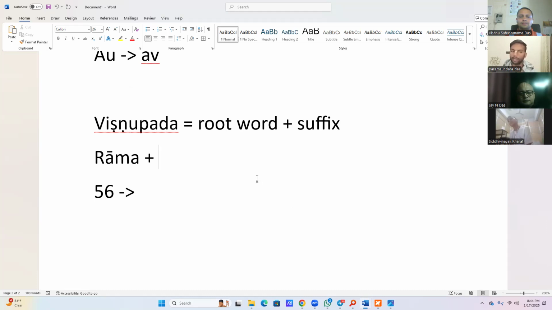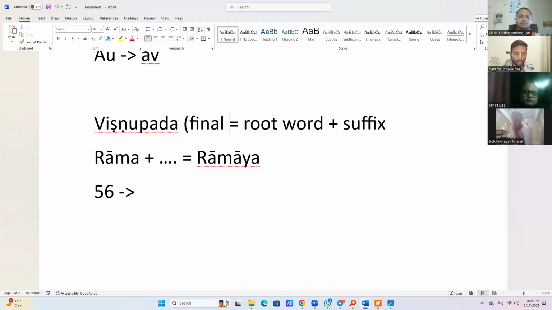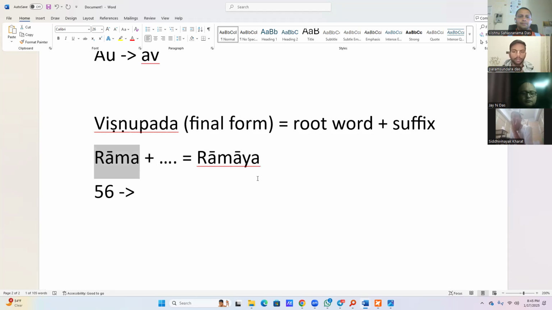but we add certain suffixes, and then we get, let's say, Ramaya. We get the final form Ramaya. So this Ramaya is a Vishnupada. Vishnupada means a final form in simple words. So Rama was the root word. We added a certain suffix, and it's a noun, so Ramaya, which means something like unto Lord Rama. The suffix adds some meaning. It modifies the meaning of the noun. So Ramaya is the Vishnu Pada.